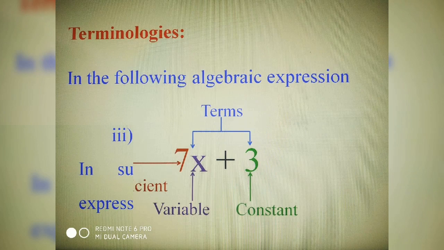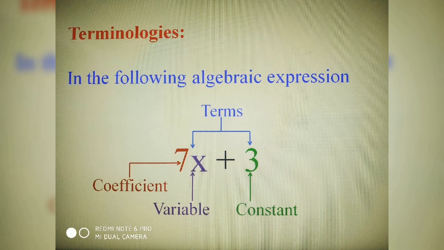What are the terminologies used in algebraic expression? In the following algebraic expression, I am taking 7x plus 3. So 7x and 3, these are terms. Here x is the variable, 7 is the coefficient and 3 is the constant.